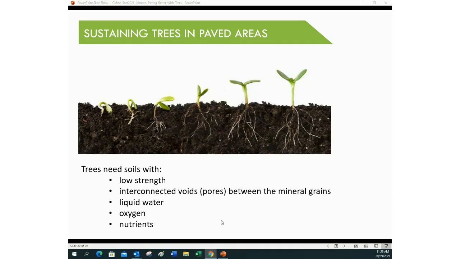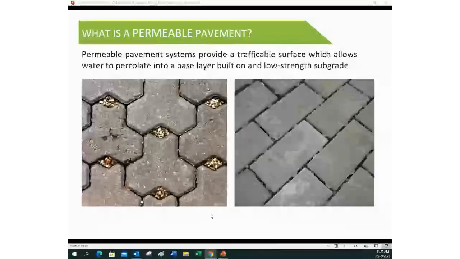Good question. They need interconnected voids between the mineral grains so roots can propagate and so water and oxygen can diffuse through. Here's this language again. Engineering talks about voids. It implies there's nothing there. Horticulturists talk about pores and air-filled porosity. They acknowledge the air is there. Void suggests the pores are empty, whereas that's the space where the life is, where the fungi, where the bacteria are that need to work in association with the trees to provide their health. So good soils need low strength, interconnected voids, liquid water, oxygen, and nutrients.